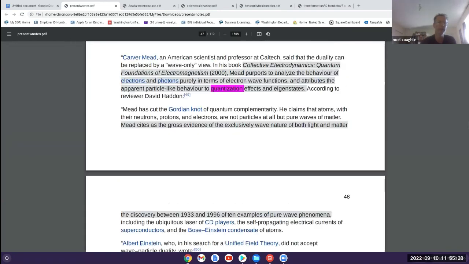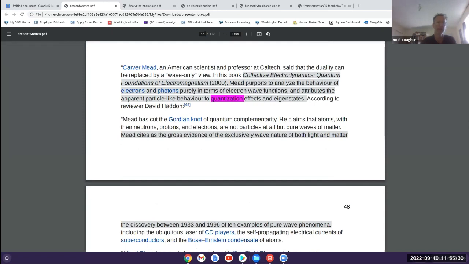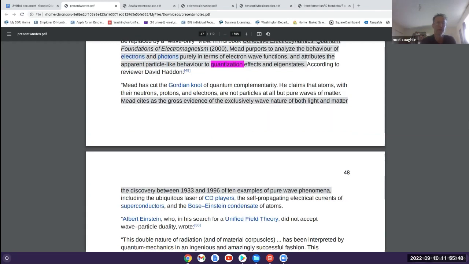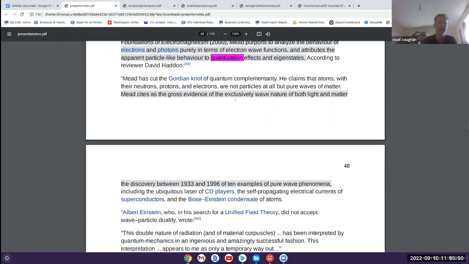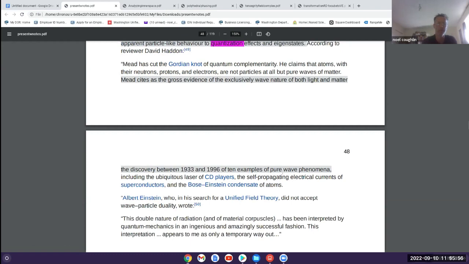This guy here, Carver Mead, says in Collective Electrodynamics that the behavior of electrons and photons is purely in accord with electron wave functions. And he attributes the apparent particle-like behaviors to the quantization effects and the eigenstates. He says that this is evidence of the exclusively wave nature of both light and matter, and he gives 10 examples of pure wave phenomena. You'll have to look at his book if that interests you.